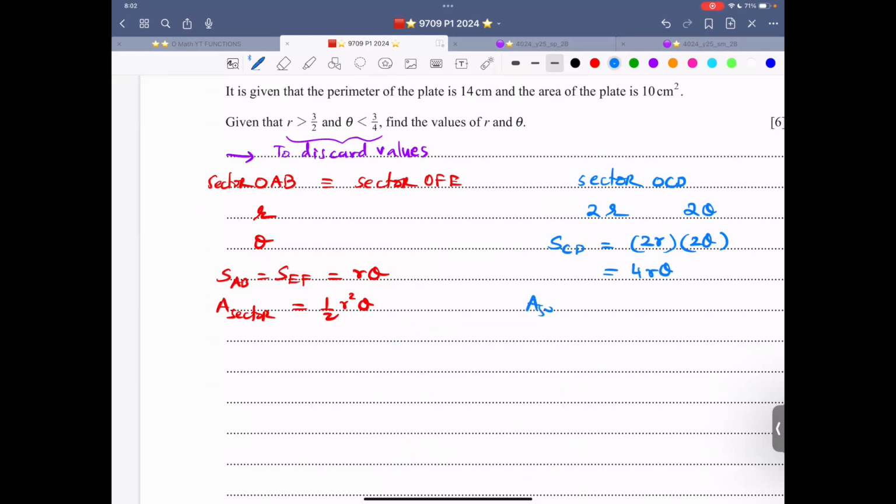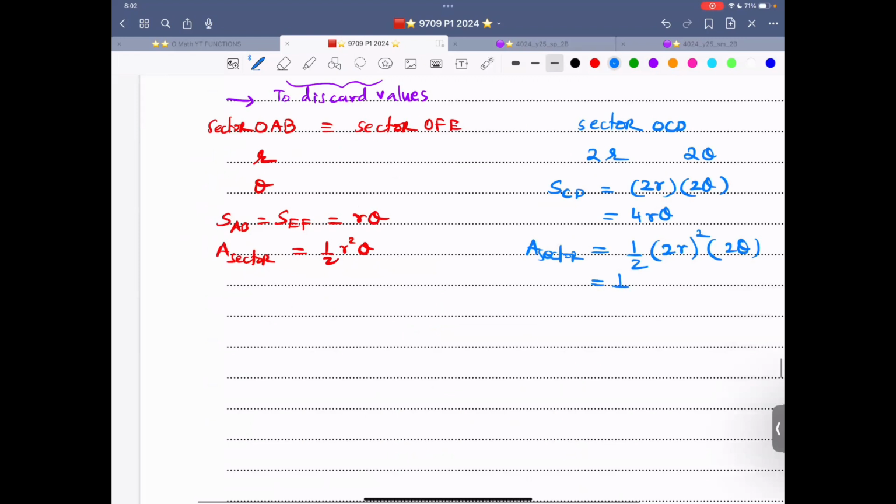And the area of the sector, even if it's dotted, doesn't make a difference. That is half R squared, that is half of 2R whole squared into theta, which is 2 theta. This is half, this is 4R squared, this is 4 theta. No, this is not 4 theta, this is still 2 theta. So this is 4R squared into 2 theta. Therefore, this is 4R squared theta.